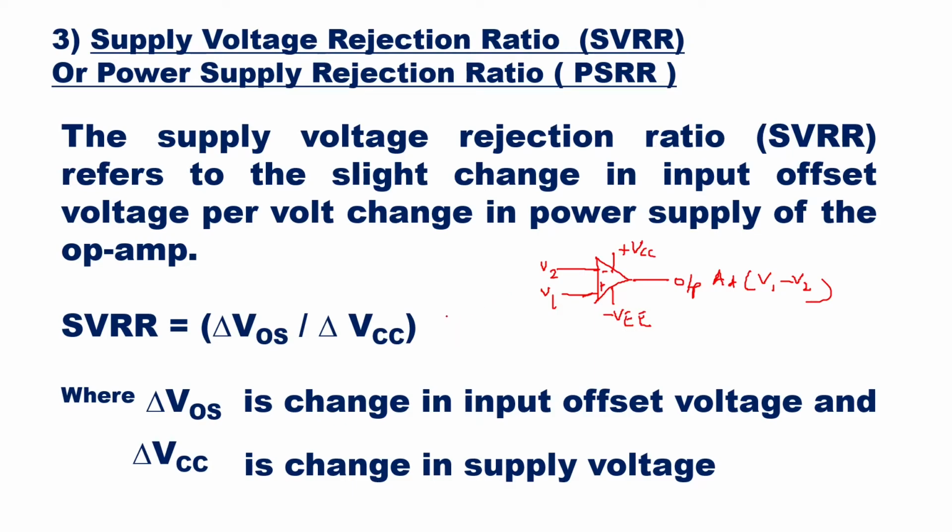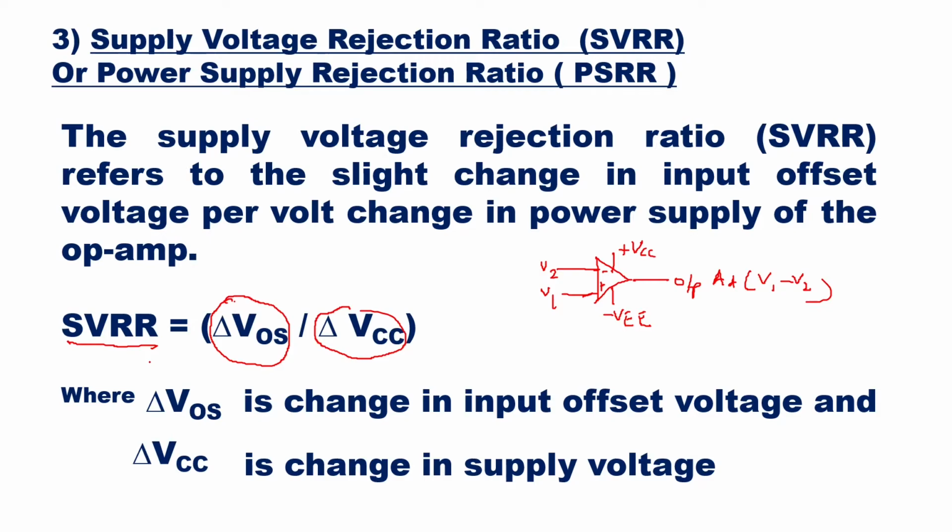Now, if you take the ratio of the change in input offset voltage, which is delta VOS here, upon the change in the power supply of the op-amp, that is, change in input offset voltage per volt change in power supply of the op-amp, it is called the supply voltage rejection ratio, SVRR. In some texts, it is also called the power supply rejection ratio, PSRR.